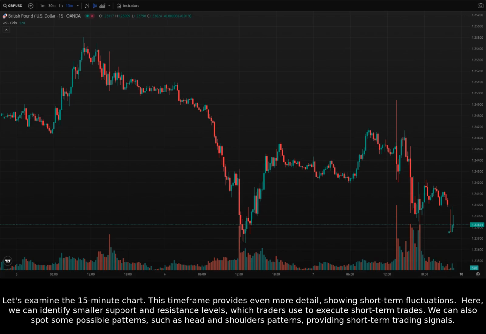Let's examine the 15-minute chart. This time frame provides even more detail, showing short-term fluctuations. Here, we can identify smaller support and resistance levels, which traders use to execute short-term trades. We can also spot some possible patterns, such as head and shoulders patterns, providing short-term trading signals.